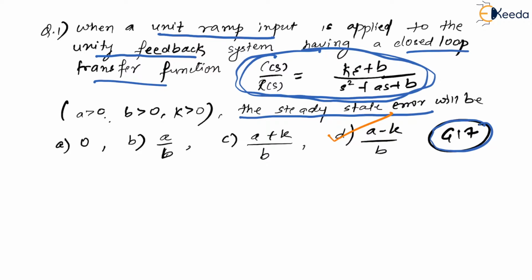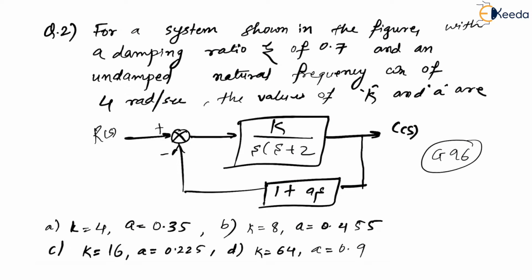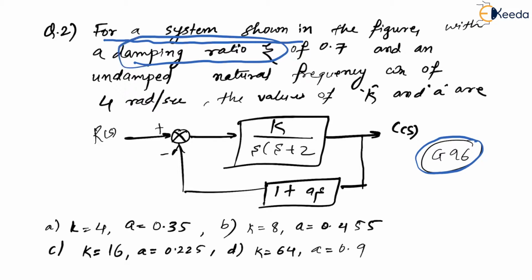Now let us see one more question. Yes dear, it is a GATE 1996 problem. Let us see. For a system shown in the figure, the damping ratio zeta is 0.7 and the undamped natural frequency, omega n, is given to be 4 radians per second. Now the values of k and a are, that is what they are asking.